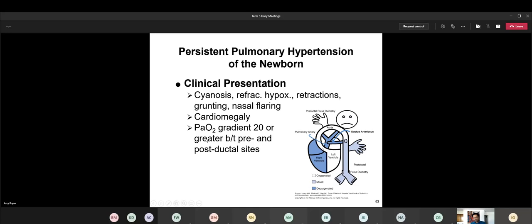So again, I'm not really going to go into this little guy right now until we get to the heart defects chapter. But just for now, we could say that anytime the difference between the PaO2 at the pre-site versus the post-site is more than 20, that could be a clear sign that the ductus is still open and there's still fetal circulation happening.